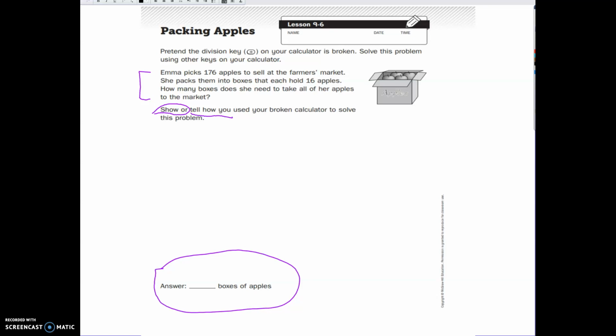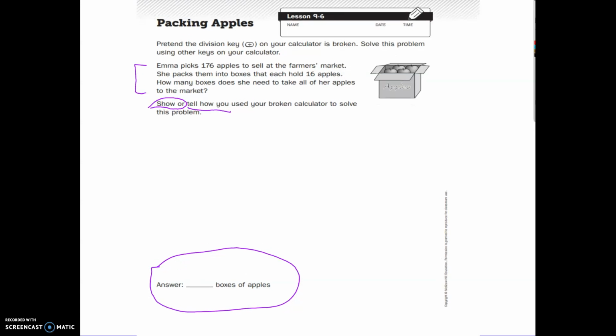However, if you remember, you could not use the division key because the division key was going to be broken. So really what they did not want you to do is just simply go 176 divided by 16. That might have given you a partial answer, but not the whole answer. So your task was to show or tell how you used your broken calculator to solve the problem. Well, since I can't see what you did, I have some samples to show you.